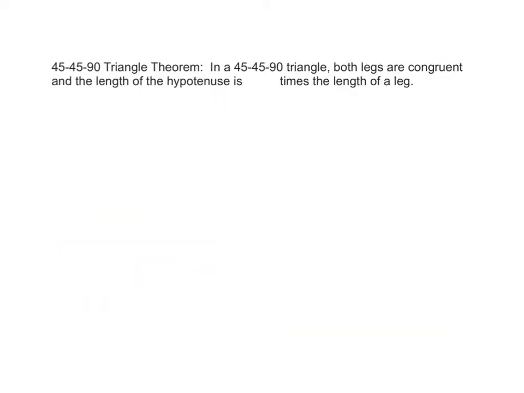Now, there are special types of triangles. There's one that's called a 45-45-90 triangle, and there's another one that's called a 30-60-90 triangle. We'll talk about why those are so significant in just a few minutes. But let's actually just write down what they are. So it says the 45-45-90 triangle theorem: in a 45-45-90 triangle, both legs are congruent and the hypotenuse is, and I left it blank here just in case somebody would know, but hopefully you're thinking to yourself if you know it, root 2 times the length of a leg.